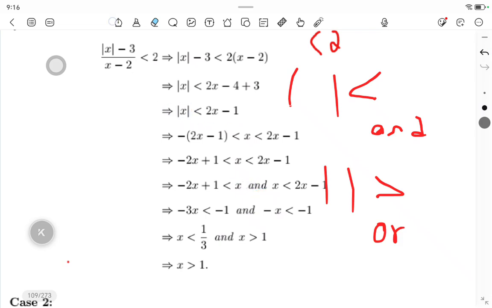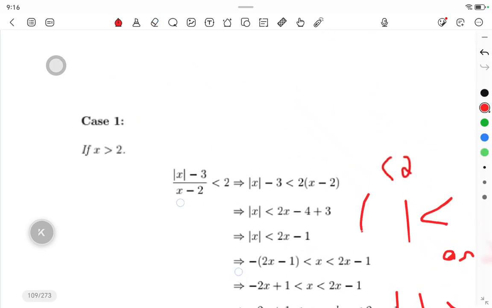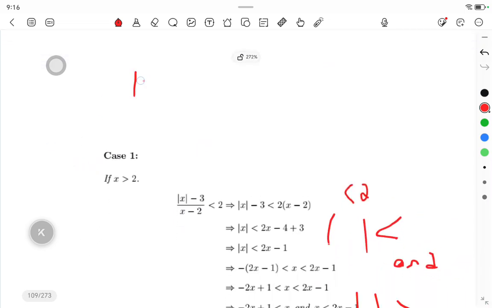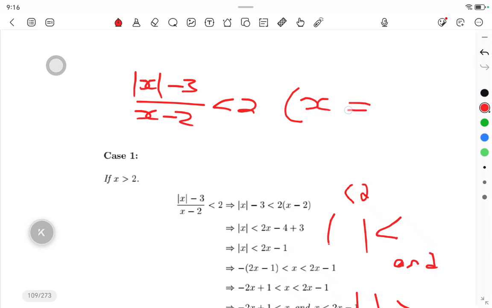So let's see. Now, the question was given to us like this: the absolute value of (x minus 3) over (x minus 2) is less than 2. And then we were told that we should solve here and check which set is correct for this solution. For us to find the solution set, remember that x cannot be equal to 2.